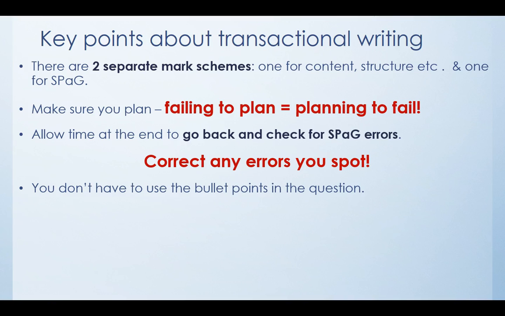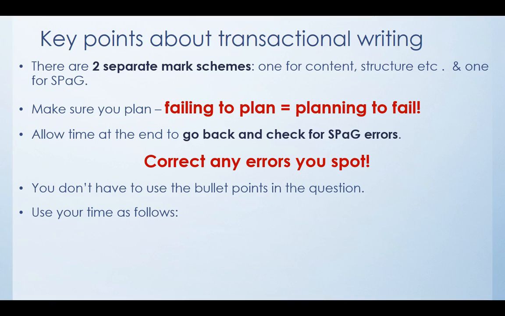Now, as we've seen, you have the main question, the main transactional task, and then you have 3 bullet point suggestions of things that you could include. You don't have to use those. If you've got some really good ideas of your own, you can completely ignore those. The reason they're there is because GCSEs are no longer tiered. So previously some people would do the foundation tier and some people would do the higher tier. Now everybody just does the one paper, but that means that people that would previously have done the foundation tier still need the scaffolding of the bullet points, and that's why they're there, but you do not have to use them if you don't want to.